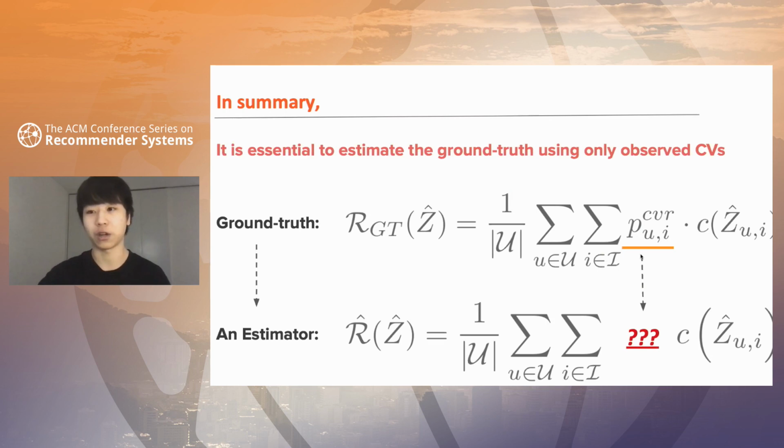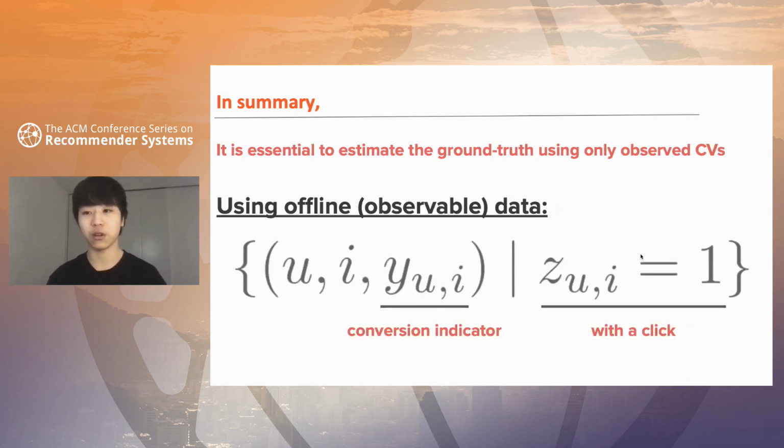in the offline environment. And what is accessible in the offline environment is the set of conversion indicators, now denoted as YUI, which is a binary random variable. But we can observe the conversion indicator only for a user-item pair with a click. And ZUI is another binary random variable representing whether the item is clicked by user U or not. So this is the source of offline evaluation we can use in the offline environment.